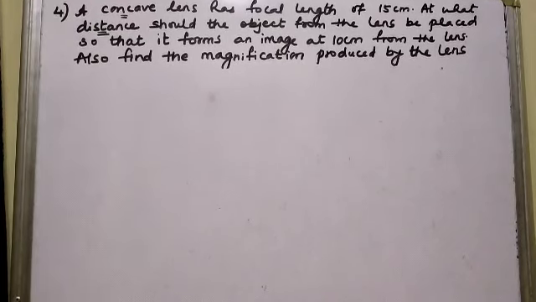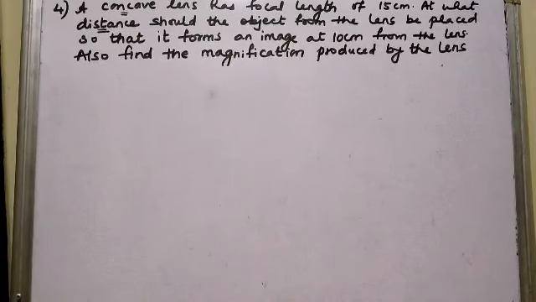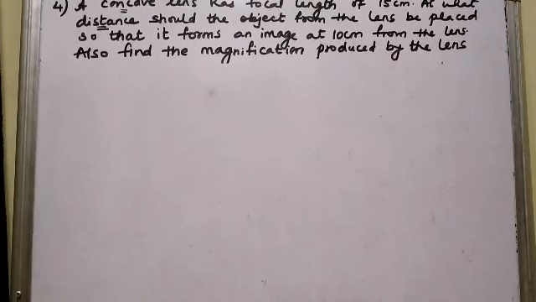Let us continue with the numericals. The fourth question is, a concave lens has a focal length of 15 centimeters. At what distance should the object from the lens be placed so that it forms an image of 10 centimeters from the lens? Also find the magnification produced by the lens.